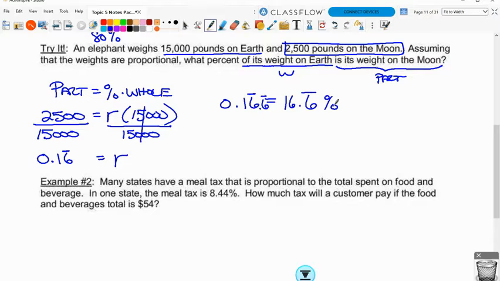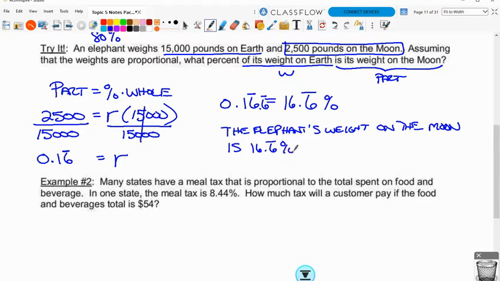And so we can say that the elephant's weight on the moon, okay, because that's what we were looking for. What percent of its weight on Earth is the weight on the moon? The elephant's weight on the moon is 16 6/10 repeated percent of its weight on Earth. Okay, so it's all about reading the question, reading the words very carefully so that you can set up this percent equation correctly.